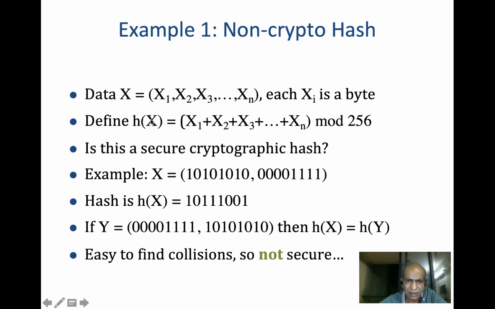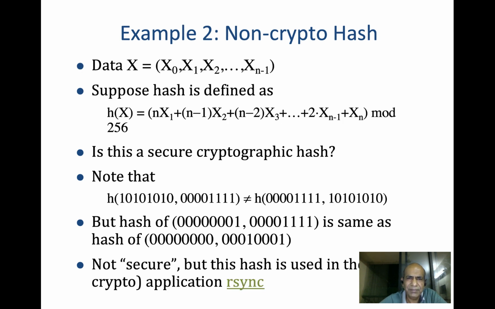All right. Let's take up another example. If x we defined as a sequence of following bytes x0, x1, x2 up to xn minus 1, and we define hash as follows: h of x is equal to n times x1 plus n minus 1 times x2 and so on, mod 256. Then can we say this is a secure cryptographic hash?